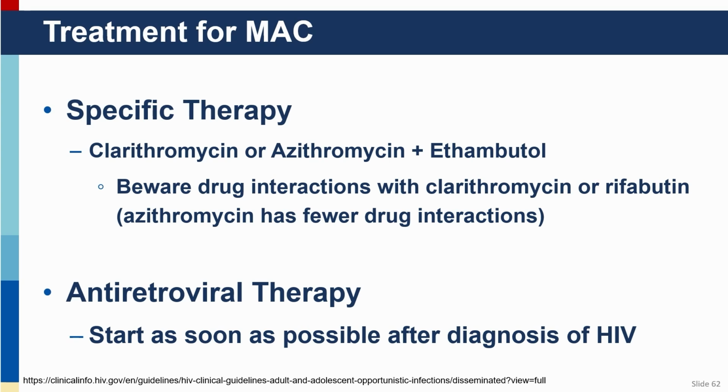Okay. So again, it's clarithro or azithro. Azithro is easier. And ethambutol. You have to be aware of the drug interactions, since particularly clarithro is a CYP3A drug. And again, if you start finding MAC first, you start antiretrovirals as soon as you can.